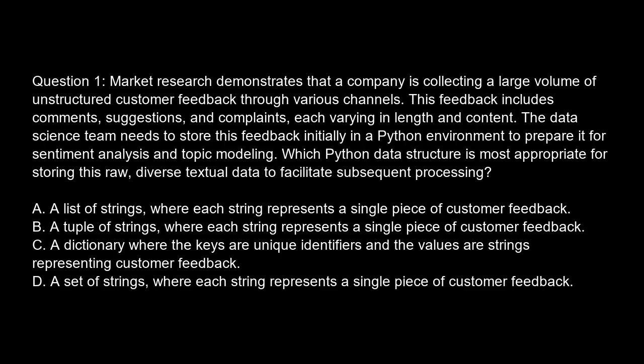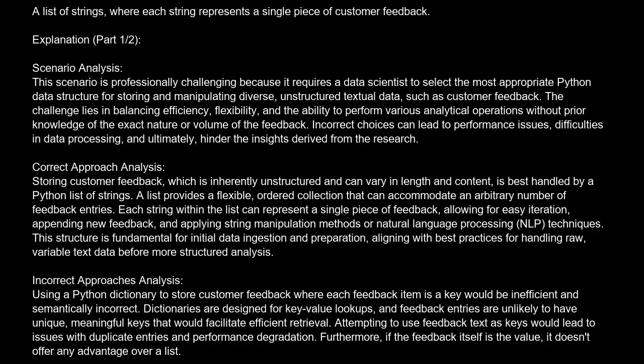Which Python data structure is most appropriate for storing this raw, diverse textual data to facilitate subsequent processing? Option A. A list of strings where each string represents a single piece of customer feedback. Option B. A tuple of strings where each string represents a single piece of customer feedback. Option C. A dictionary where the keys are unique identifiers and the values are strings representing customer feedback. Option D. A set of strings where each string represents a single piece of customer feedback. Correct answer is A. A list of strings where each string represents a single piece of customer feedback.